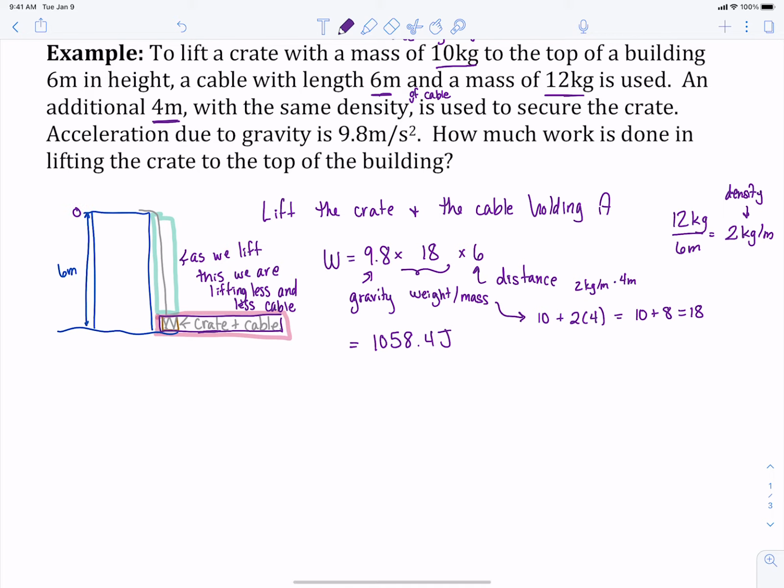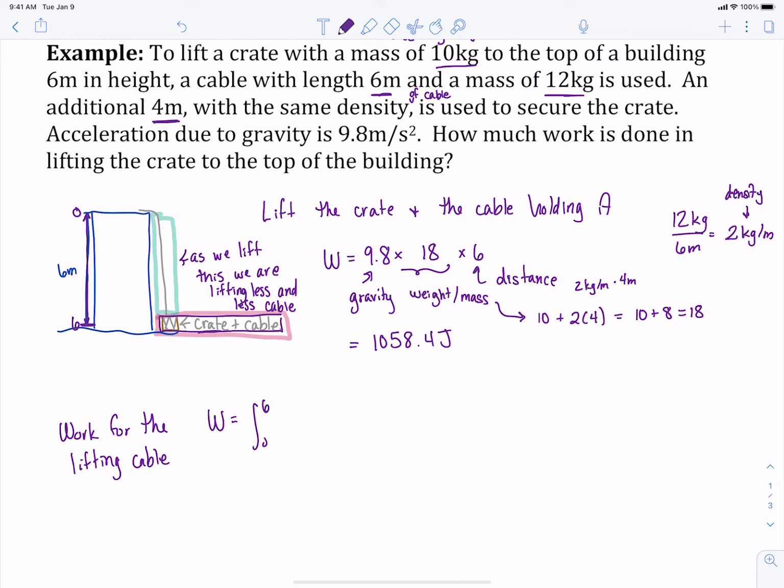So how we're going to view this is that we're going to set this on an x-axis on the side, that the top is going to be 0, the bottom is going to be 6, and we're going to be moving this up. So this is the work for the lifting cable.